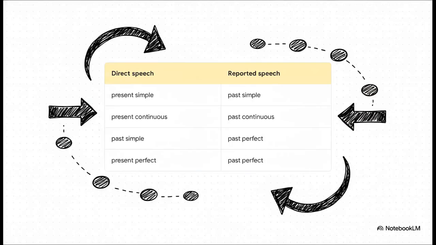Okay, so this table breaks it all down. If the original words are in the present simple, you just shift them back to the past simple. Easy. Present continuous goes to past continuous. Now, what if something was already in the past simple? Well, you just take one more step back to the past perfect. You see the pattern, right? It's just a logical jump backward in time.